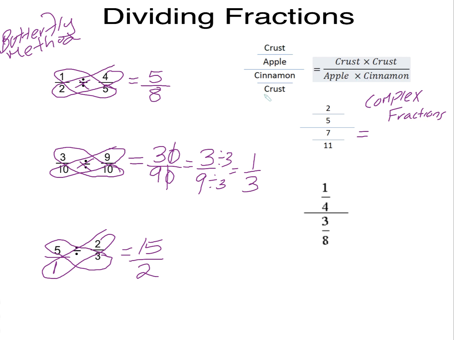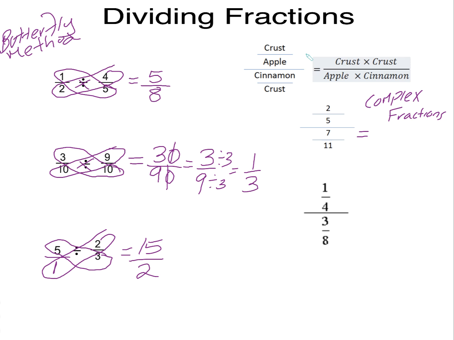Your numerator and your denominator for your fractions are the crust. So the top is the crust and the bottom is the crust. Think of an apple pie, okay? The top will have a crust and the bottom will have a crust. And in the middle will be your apple and cinnamon mixture. So you multiply your crust, that's your numerator, and then the denominator is the mixture inside, which is the apple and the cinnamon.